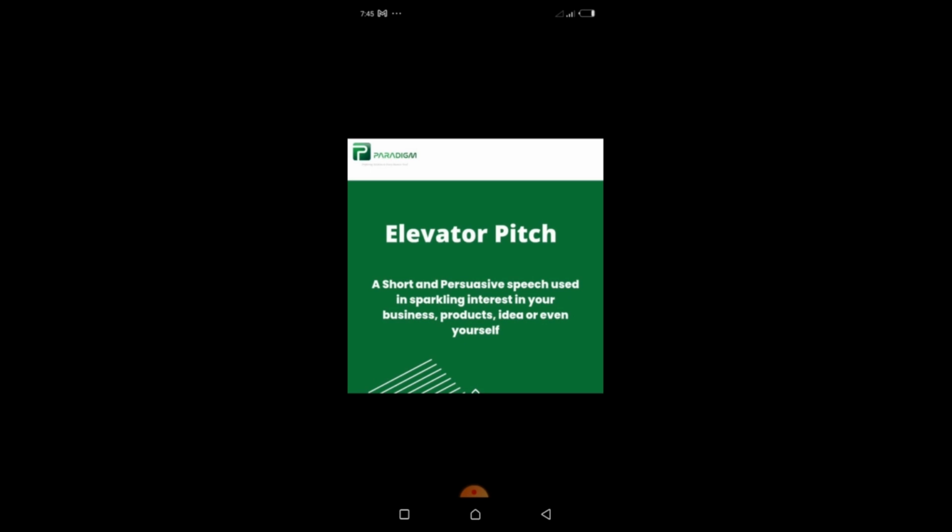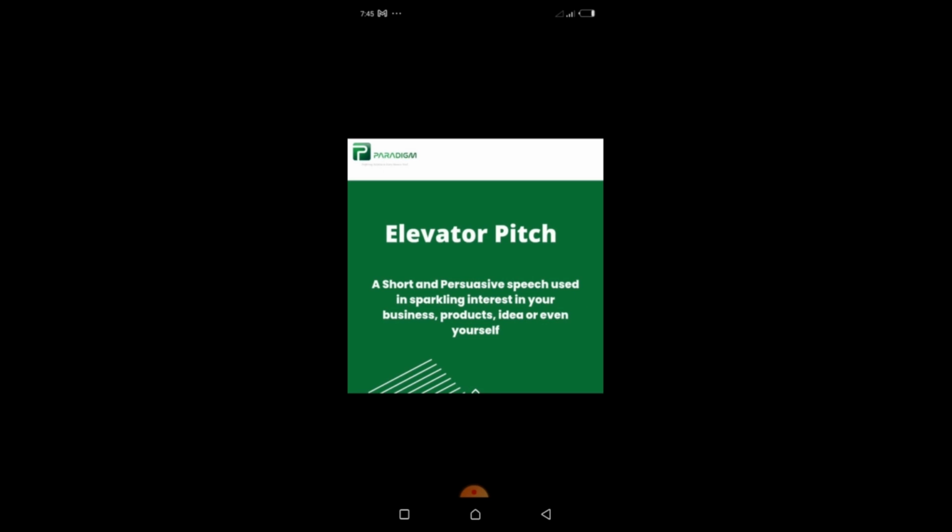What is an elevator pitch? An elevator pitch is a short and persuasive speech that you use to spark interest in your business, your product, your idea, or even yourself. So it is not necessarily that when you want to get funding that you need to craft an elevator pitch, but the day you start a business, the day you conceive the idea of a business, it is incumbent on you to start crafting an elevator pitch at that time, such that whenever anybody meets you and asks you about your business, the elevator pitch is going to be your simple response to such person.